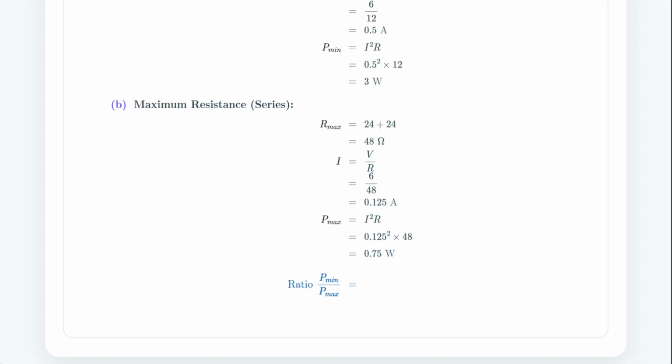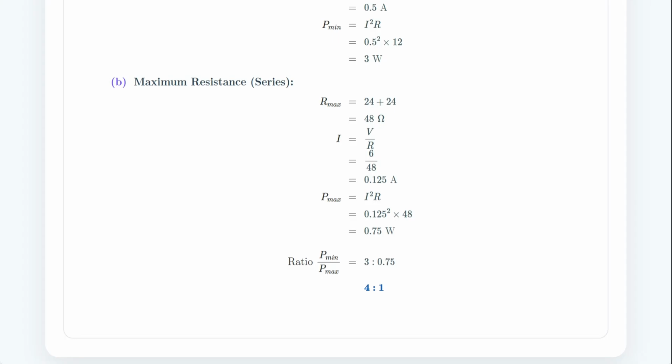The ratio of minimum to maximum power is 3 to 0.75. This perfectly simplifies to exactly 4:1.